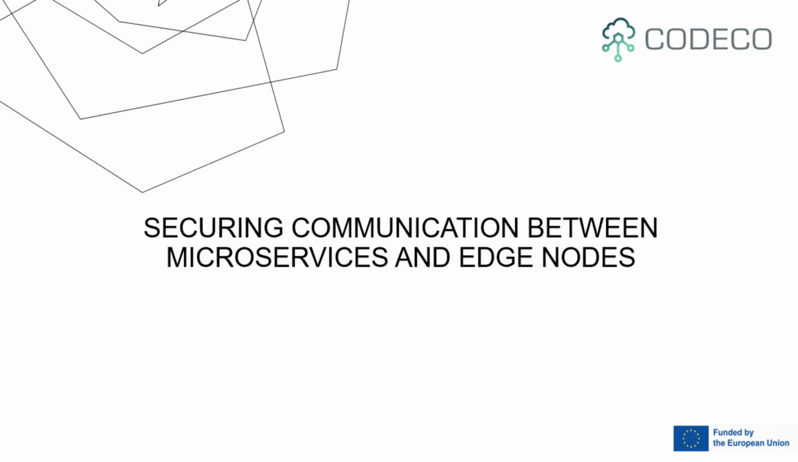Securing communication between microservices and edge nodes. Microservices architectures have gained popularity due to their scalability, flexibility, and modularity. However, when deploying microservices at the edge, security becomes a crucial concern. In this part of the course, we will discuss important security considerations for microservices deployed at the edge and explore ways to secure communication between microservices and edge nodes.